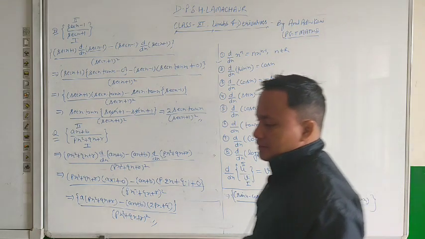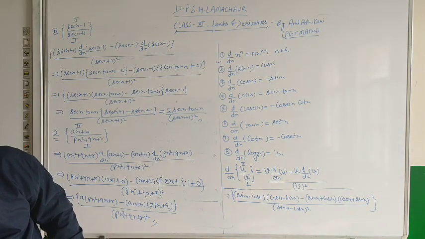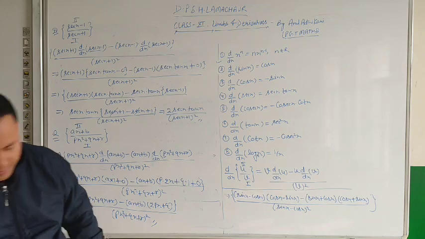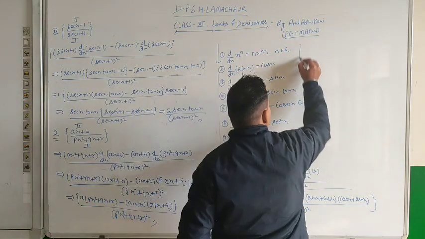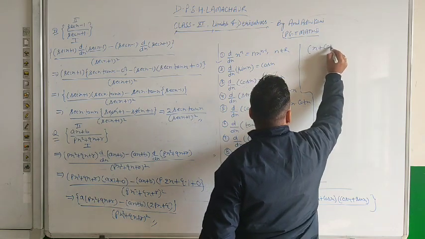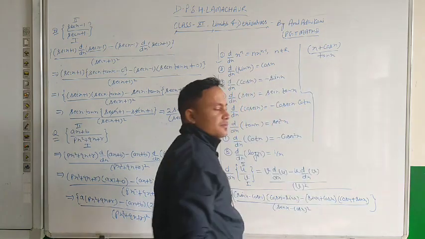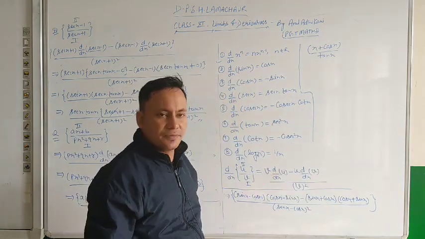So dear student, I am taking one more last question. ठीक है. So another question is find the derivative of x plus cos x upon tan x. So this is the function which we have given and we need to find the derivative of this given function.